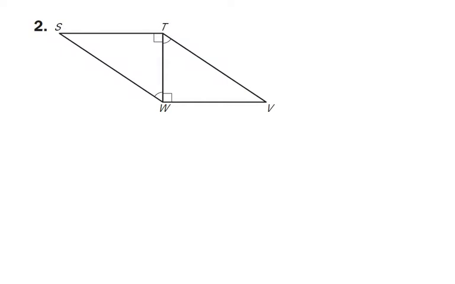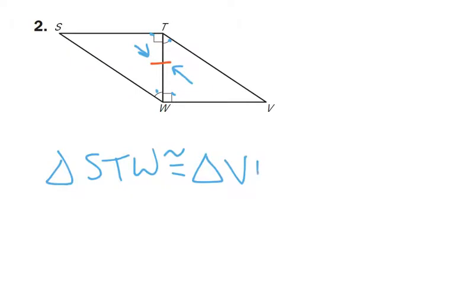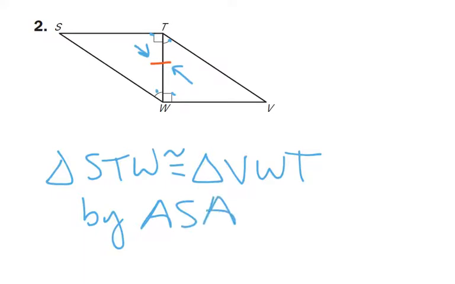For this one, the triangles are already separate. The thing we know is that TW is congruent to itself. So here we've got angle, side, angle, congruent to angle, side, angle. So our triangle STW is congruent to triangle VWT by angle, side, angle.